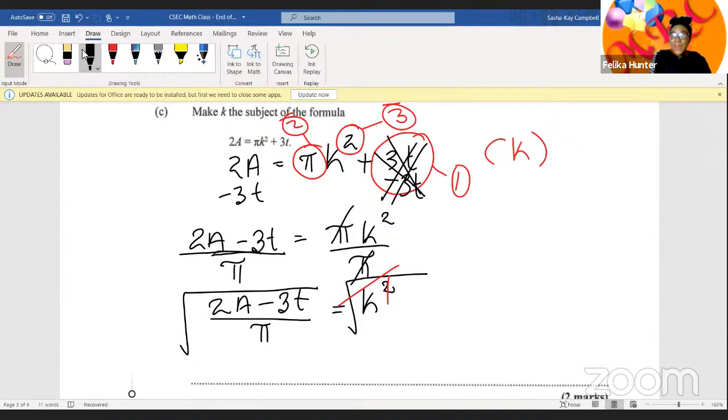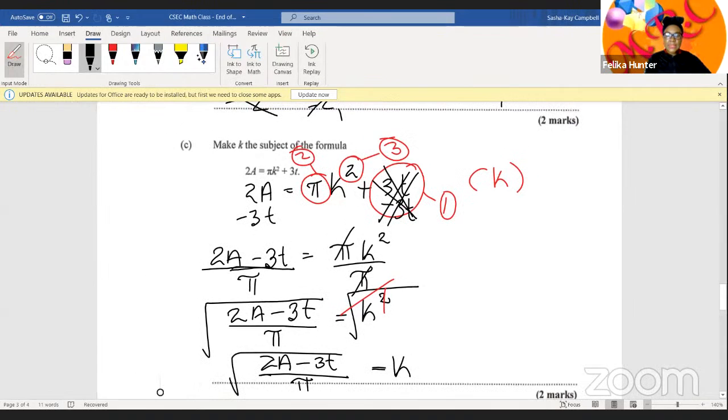So now we have k by itself here. And what's on the left-hand side? Square root. You see that big square root? It's over everything. All right, so k equals square root of 2a minus 3t divided by pi. And that would be your answer. All right, so let's zoom in a bit, zoom out a bit, so you can get that. So you can go ahead and get a solution.